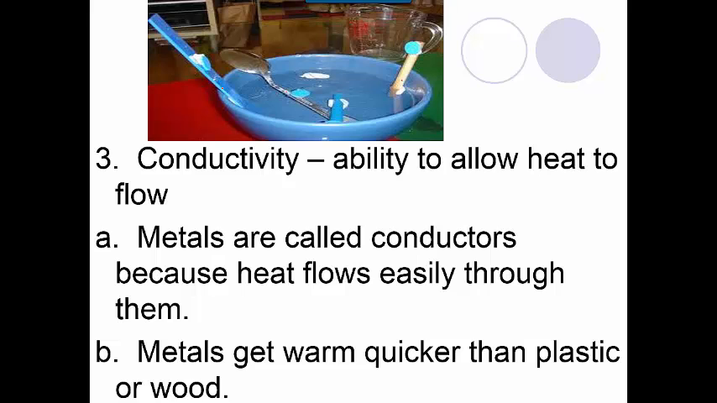That's normally why you see the things that you cook with, the pots and pans, are metal, but yet the spoons and the things that you're using to hold on to the handle of the pot and pan, or the wooden spoon or whatever, are normally plastic or wood.